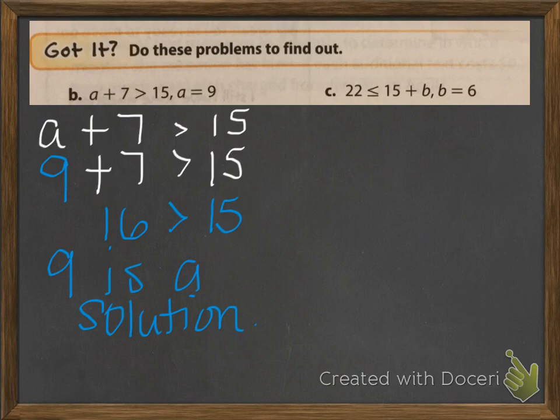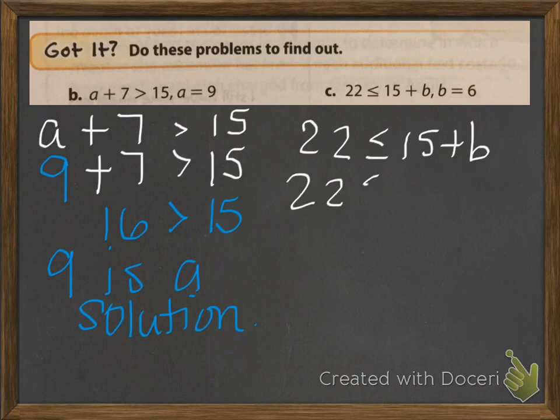Okay, great. Let's try the next one. 22 is less than or equal to 15 plus b. They want to know if b equaling 6 will make the inequality true. So 22 is less than or equal to 15 plus, now b is equal to 6. Let's go ahead and put a 6 there. Then we copy the whole problem again.